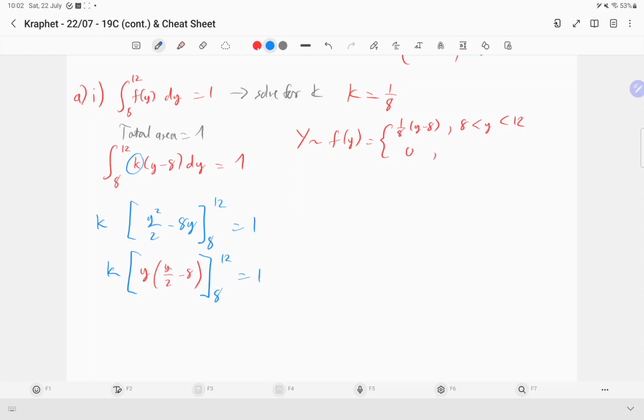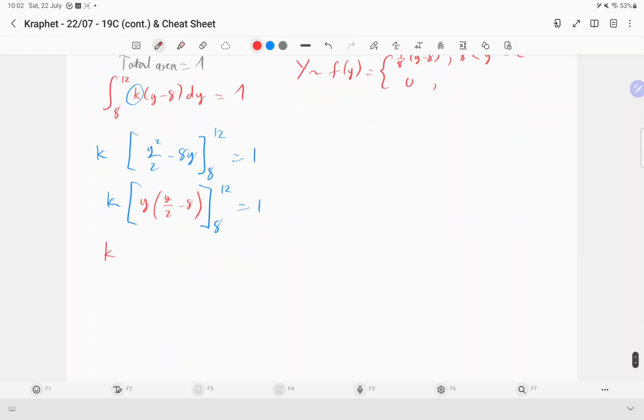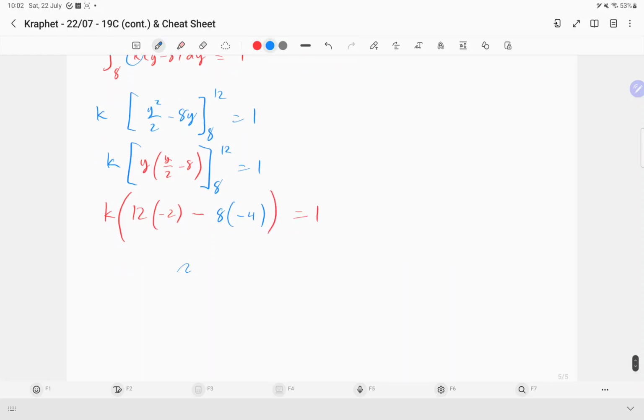Then when I sub it in, you see that the math is a lot easier. That'll be times 12, and then that'll be 6 minus 8. Once you sub 12 into y, it's 6 minus 8, which is negative 2. And then minus, you substitute 8, that will be 8 times (8 over 2, 4 minus 8), which is negative 4. The numbers are a lot easier to work with. Now you can take out common factors again, or you can just times it, it's not too bad. So it'll be negative 24, and then plus 32 equals 1. So that'll be k times 8 equals 1. So k is 1 over 8.